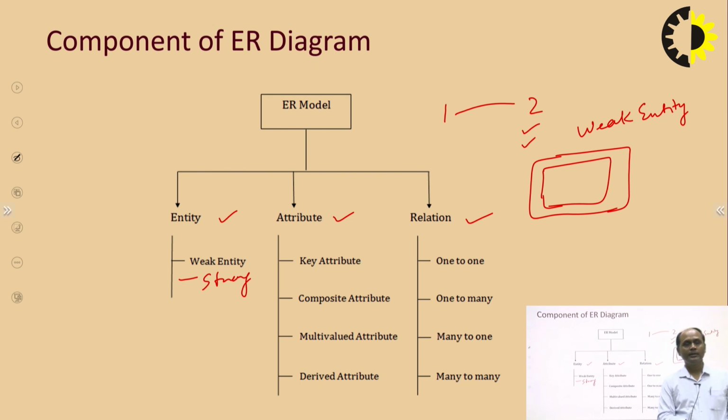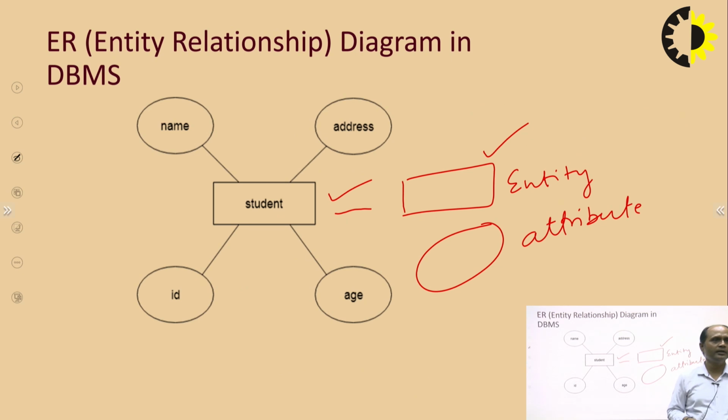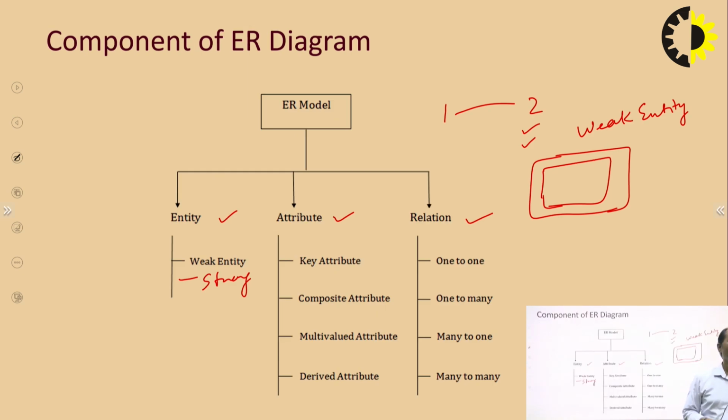In the previous example we drew the student entity, which is a strong entity. So if we draw the ER diagram for a particular database scenario, an entity can be of two types, strong entity and weak entity. Student is a strong entity, and this type of symbol denotes the weak entity.